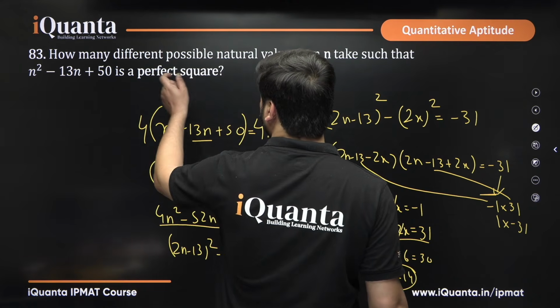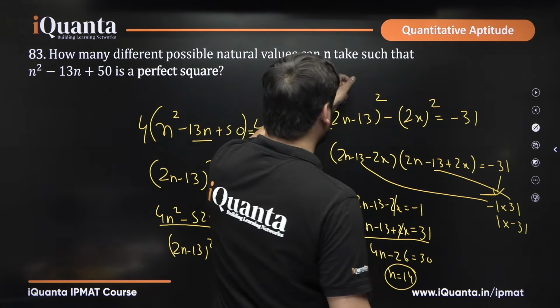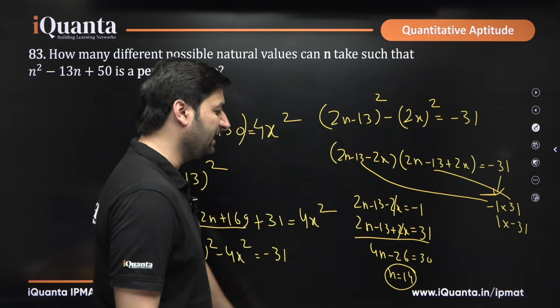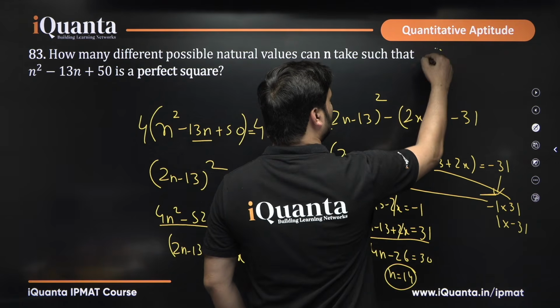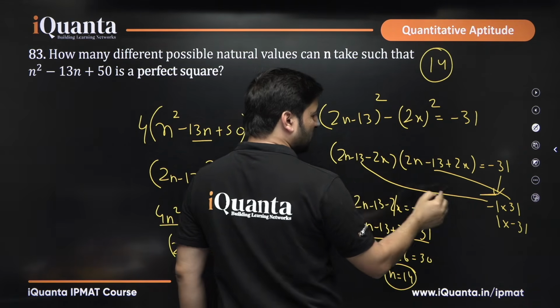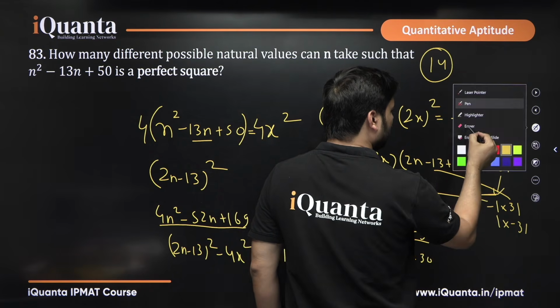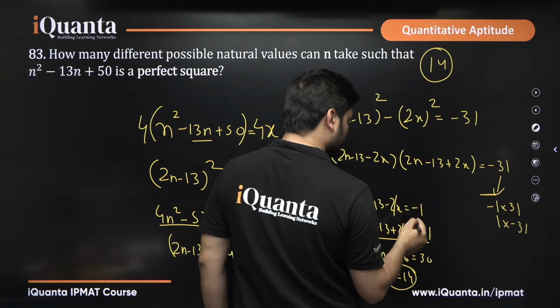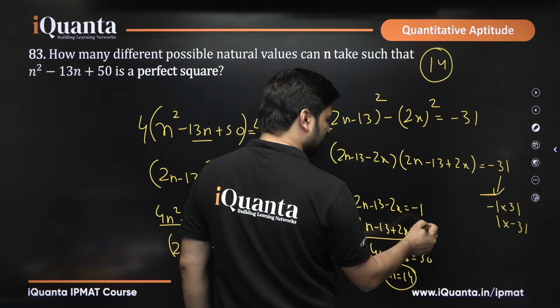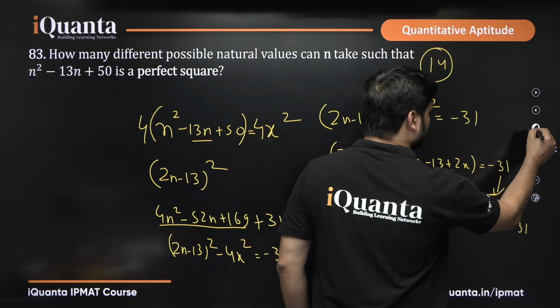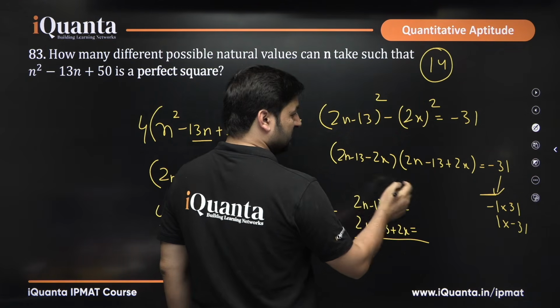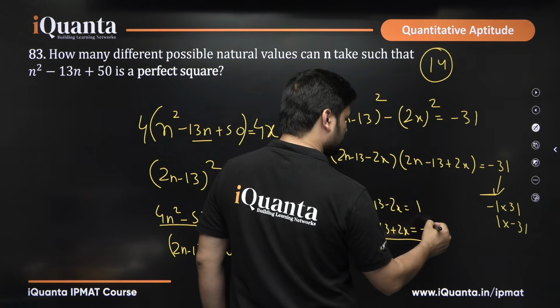What did we need? How many different possible natural values can n take? So, one of the natural values that n can take is 14. That happened when this was minus 1, this was 31. In the second case, we will use the other value. We will keep everything else same, only change these values. So, this one becomes 1, this one becomes minus 31.